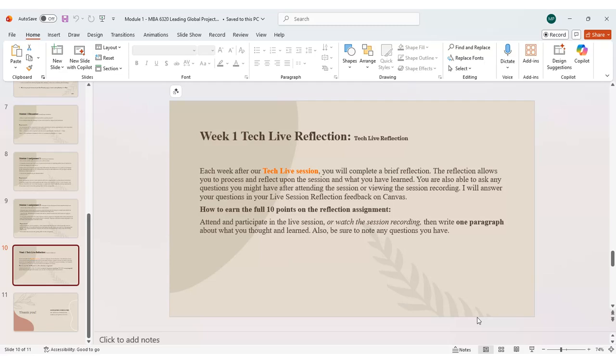And you need to attend and participate in the live session or watch the session recording, then write a 1 paragraph about what you thought and learned. Also, be sure to note any questions you have. So this is also, not just the live session. It can be about the reading material and the research you've done. It can be anything related to the discussion post and whether you agree or disagree, and kind of tell me why.